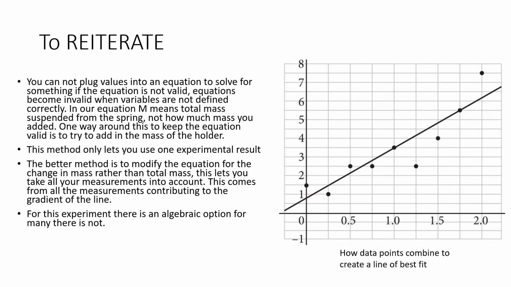So this last slide is just to reiterate. You cannot plug values into an equation to solve for something if the equation is not valid. An equation becomes invalid when variables are not defined correctly. In our equation, m means total mass suspended from the spring, not how much mass you have added. But in our plot, we are plotting the mass we have added, not the total mass. So that's where the equation becomes invalid.